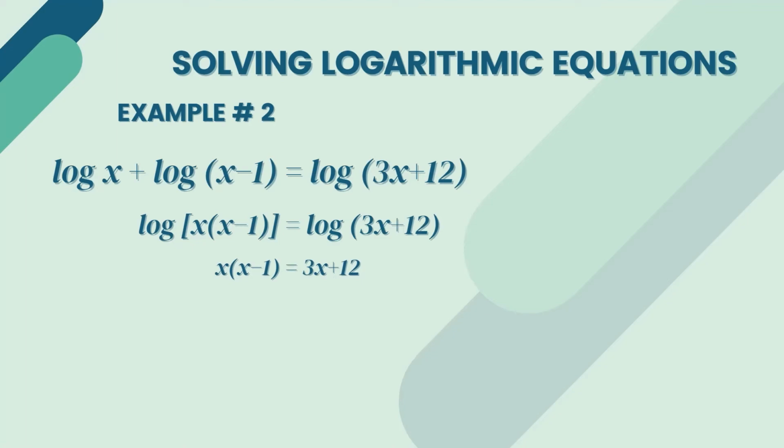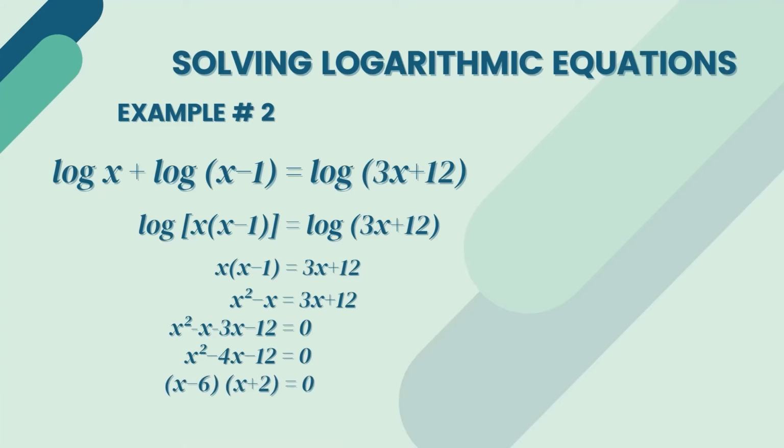Distribute x to x minus 1, so it will become x squared minus x equals 3x plus 12. Then we must equate it to 0, so we transfer 3x plus 12 to the left side, making it x squared minus x minus 3x minus 12 equals 0. We then need to combine like terms, and in this case, it's negative 3x and negative x, which is equal to negative 4x. Next, we need to factor them so we can get x minus 6 and x plus 2. So our x's are negative 2 and positive 6.